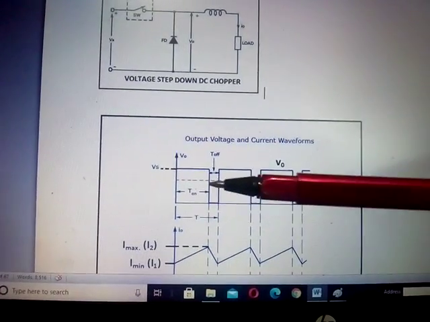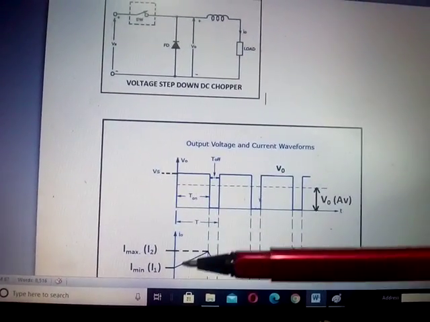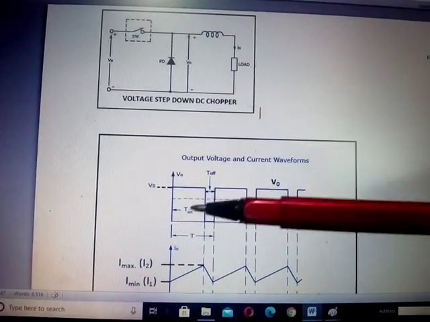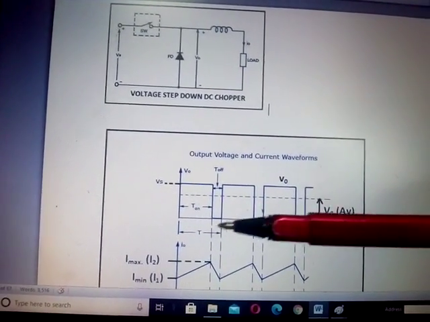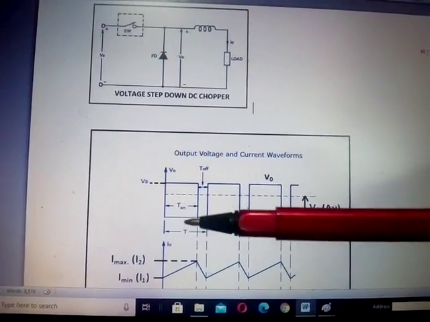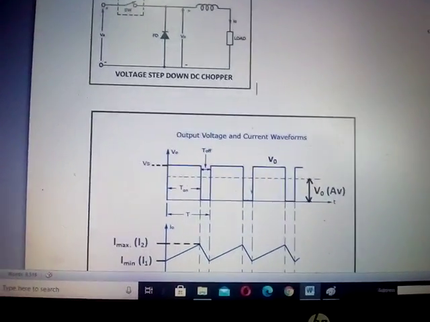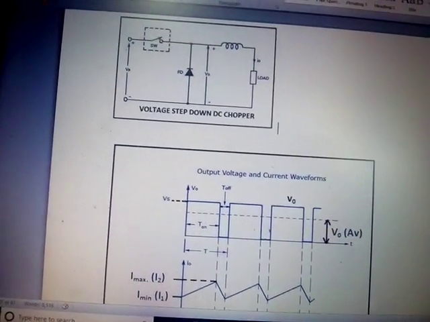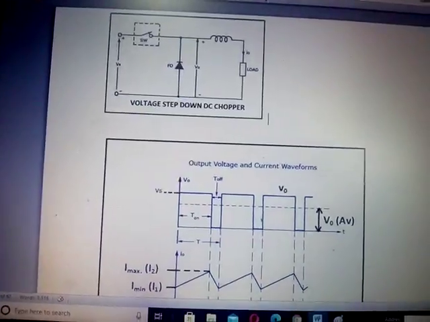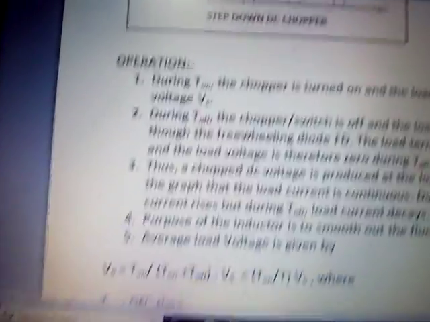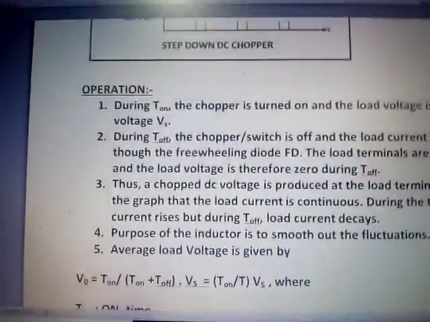Current will not be increasing. Because of inductance, current is increasing. If it is resistance, current will be like this, exactly like the waveform will be similar to the load voltage. So derivation, everything is there. It's very simple.